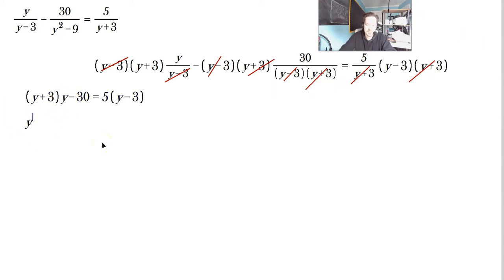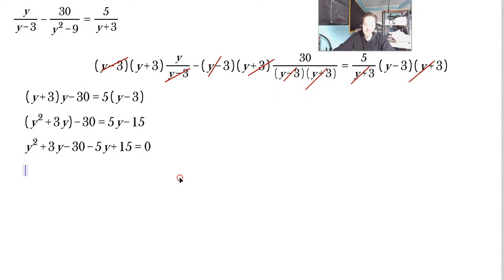So it's going to give you the following, in other words. It's going to give you y squared plus 3y, and then minus the 30. And on the right side, you're going to have 5y minus 15. Again, now you want to make a quadratic equation out of this. So y squared plus 3y minus 30. And then take the 5y to the left side through subtraction. Take the 15 from the right side to the left side through addition. And what's left on the right side is 0. Then you proceed from here.